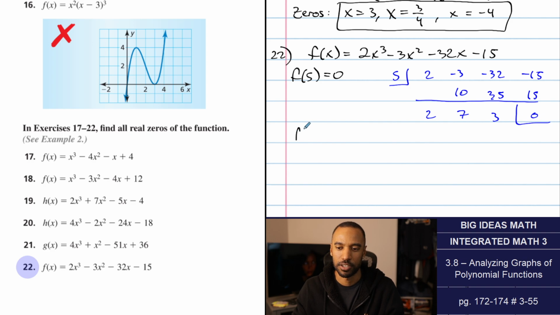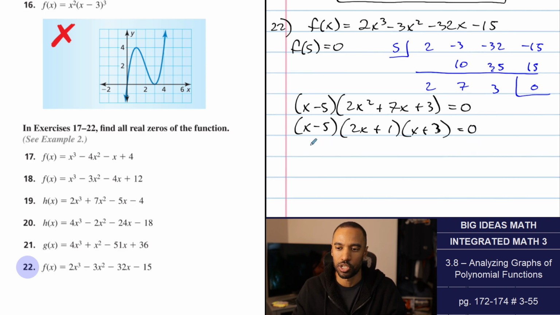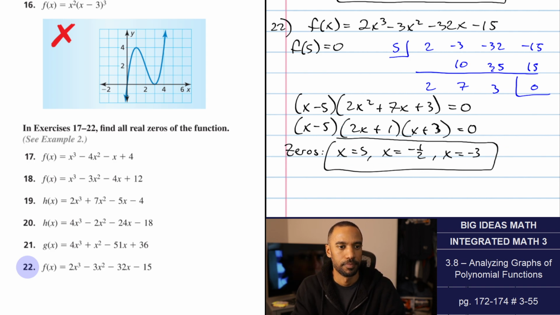All right, this factors, oh, let's set it equal to 0 now. I got to stop doing that. It factors into x minus 5 times 2x squared plus 7x plus 3, which is also factorable. Set it equal to 0. So this is 2x plus 1 times x plus 3, because now this becomes 6x plus 1x, which is 7x. And these zeros are going to be x equals 5, x equals negative 1/2, and x equals negative 3. Okay, let's keep going.